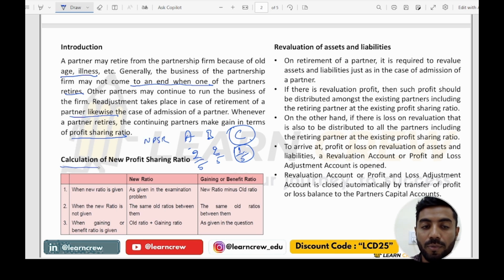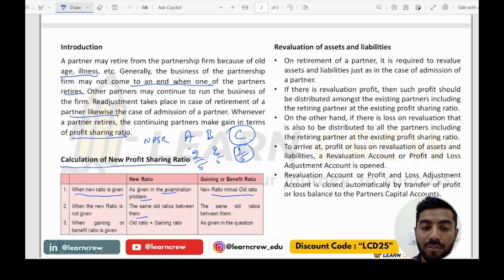So how do we calculate the profit sharing ratio? Sometimes in the question the new ratio will be given. So the new ratio will be as given in the question itself. Gaining ratio will be new ratio minus old ratio. When the new ratio is not given, how do we find the new ratio? The same old ratio between the continuing partners will continue.